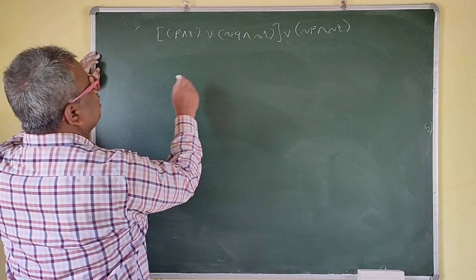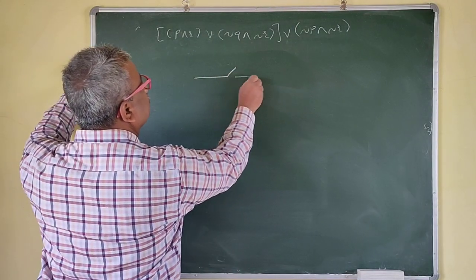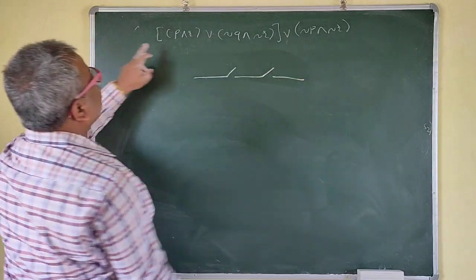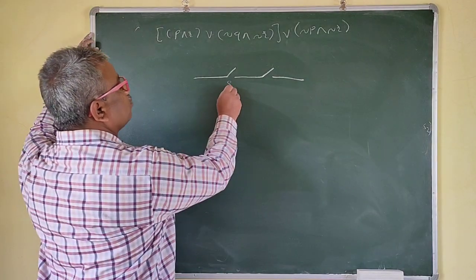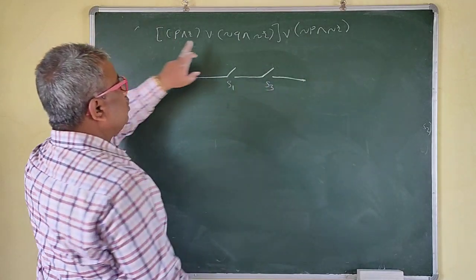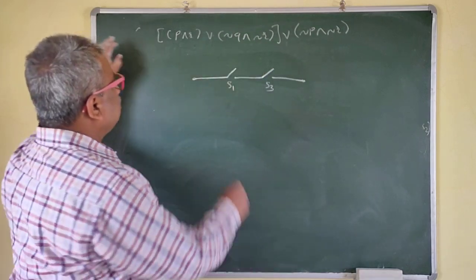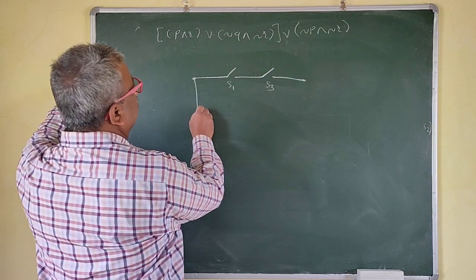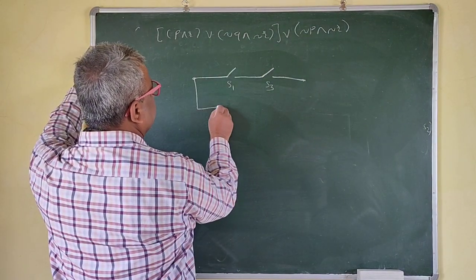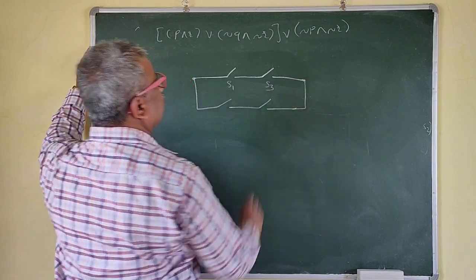That means they are in series. So this is P and R, P for S1 and R for S3. Now R is there, that means this structure is parallel to this structure. So now this AND is here, that means they are in series. No problem, we'll do the numbering later on.